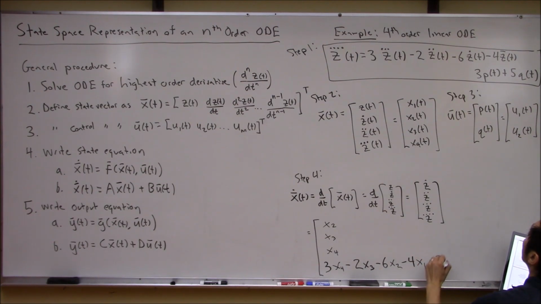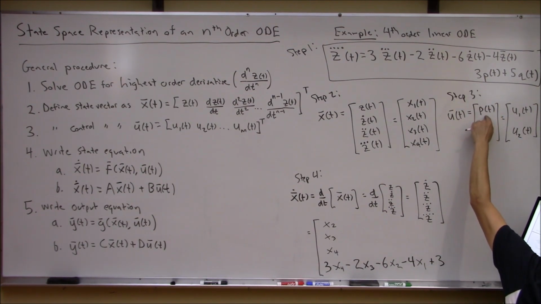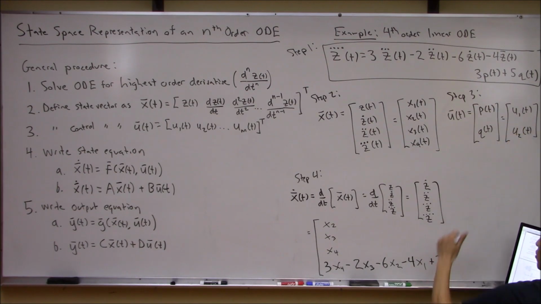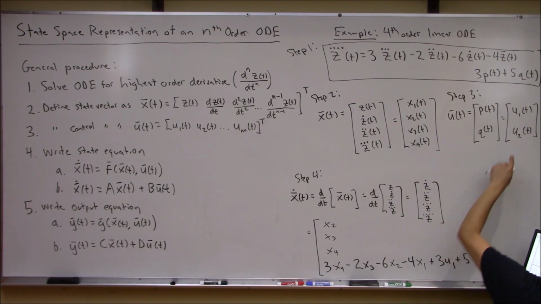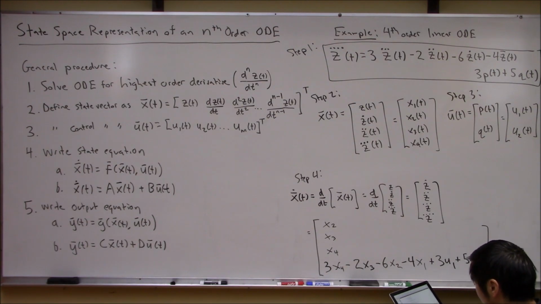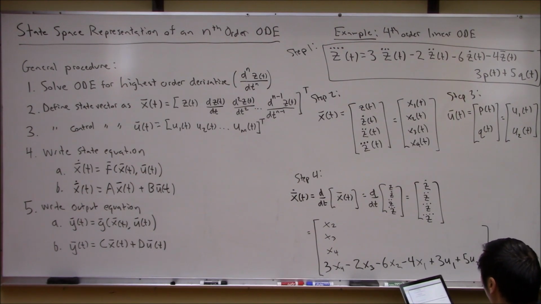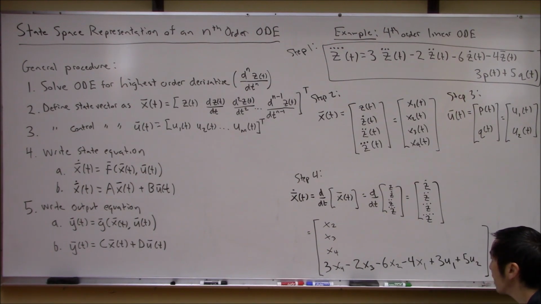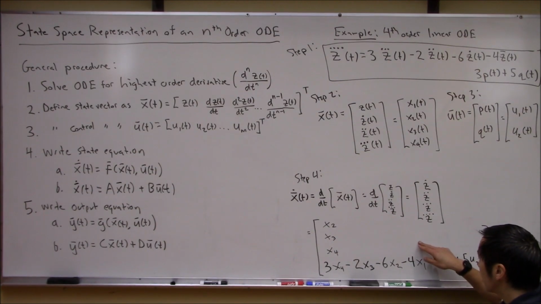Plus 3 times p. What is p? P is the first control input, so this is 3 times u1 plus 5 u2. Would you agree this is the exact same thing? Let me make sure I got all the signs correct: 3 x4, negative, negative, negative. Yeah, good. Perfect. Now, if you look at this, I can write this in matrix format.